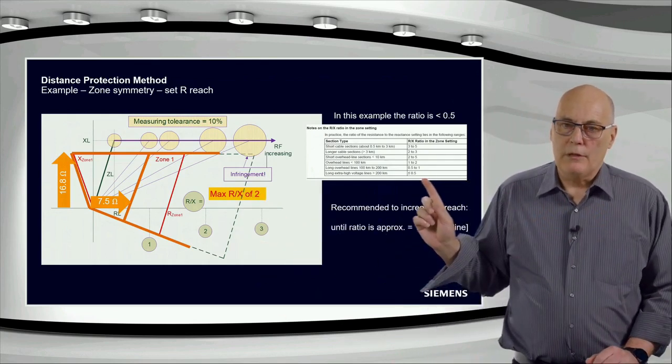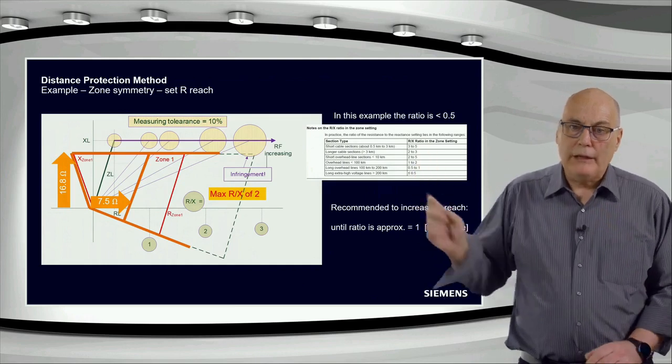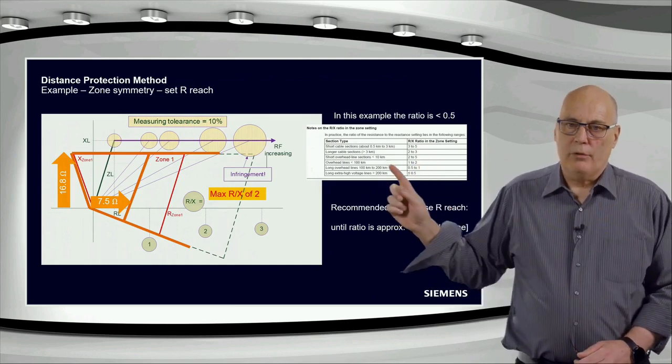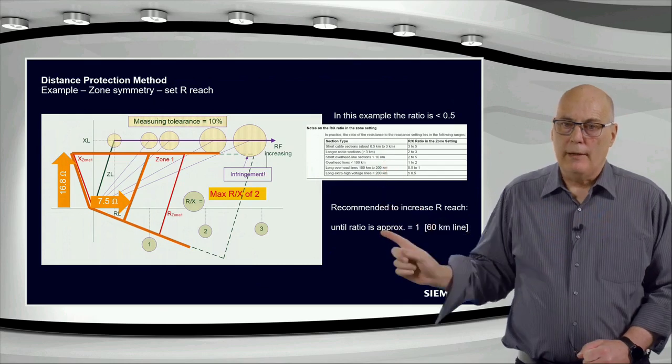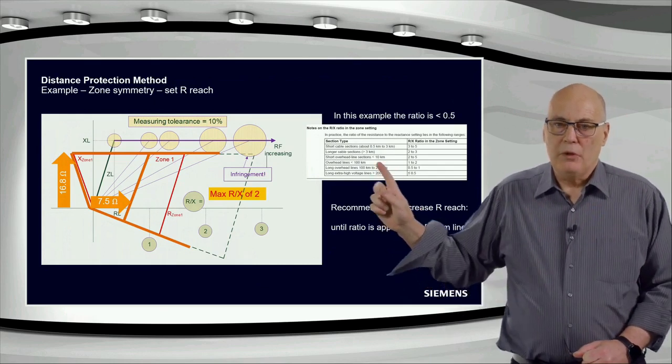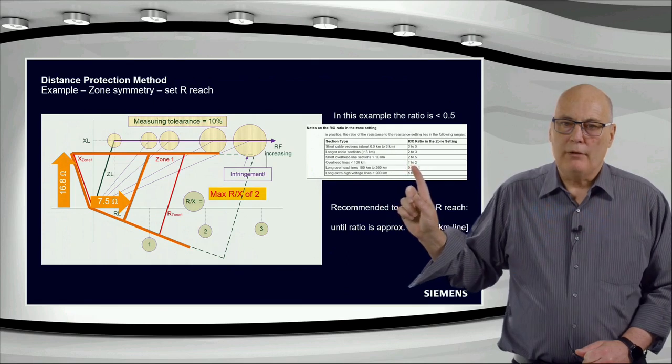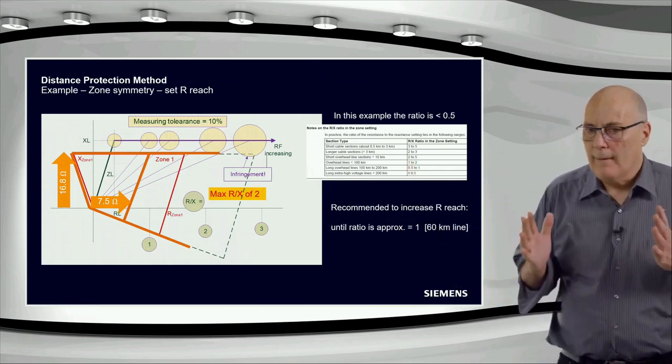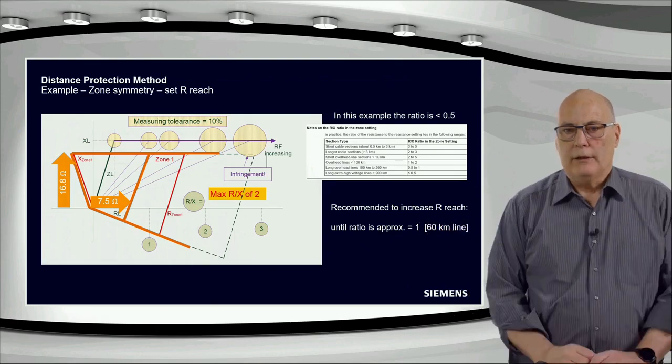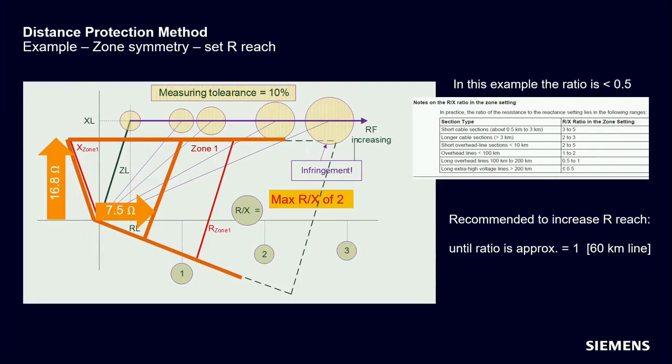And if we look at the table that we use as an orientation from the manual, you'll see that for a line here, remember we have a 60 kilometer line here, we should have a ratio somewhere between 1 and 2. This is not a rule. It is just an orientation guide. But if we are at 0.5, then we're going to say, all right, that is maybe a little bit small. We will just increase the R reach until we have a ratio of about 1 to 1. That would be what I would recommend. So increase the R setting there to about the same as the X.